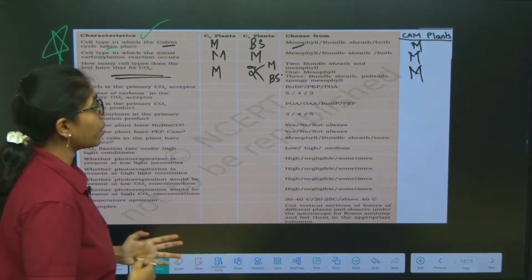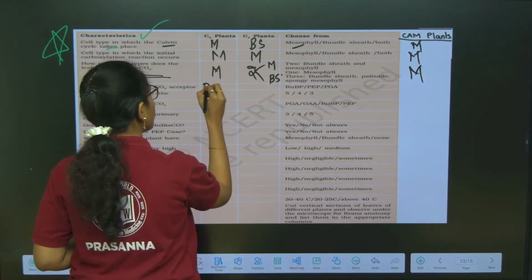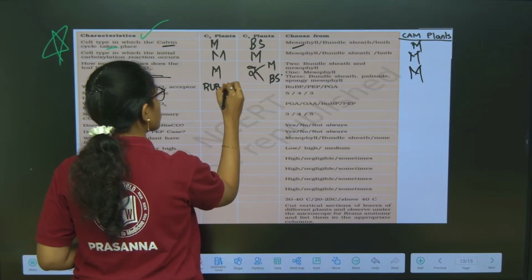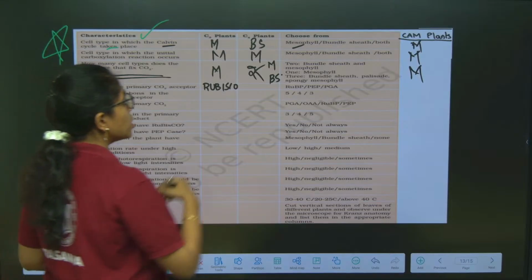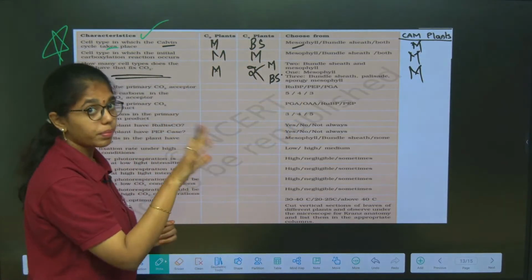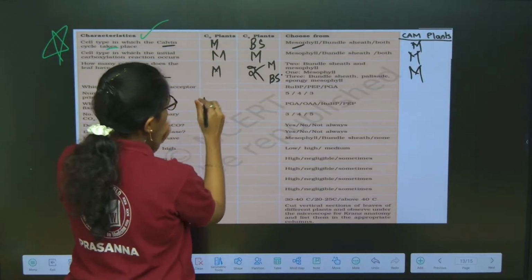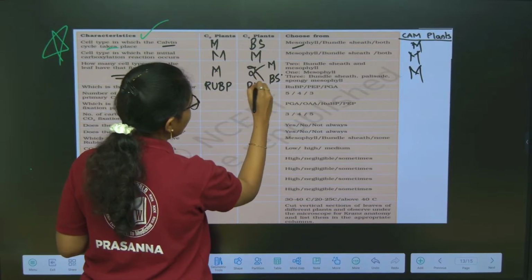Which is the primary carbon dioxide acceptor? Here he is asking you about the acceptor, not the enzyme. The primary acceptor in C3 will be RuBP, in C4 it will be PEP.